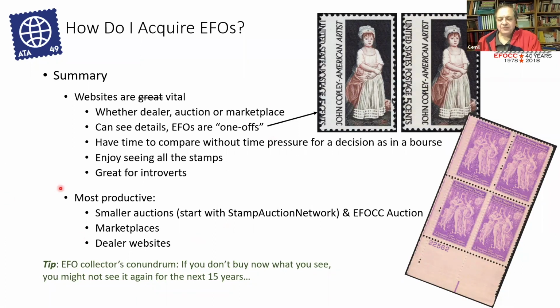What I found, in my experience, is that the most productive places to look for EFOs are the smaller auctions and the EFOCC auction, then come the marketplaces like eBay and Delcamp, and then the dealer websites. All three will give you plenty of EFOs.